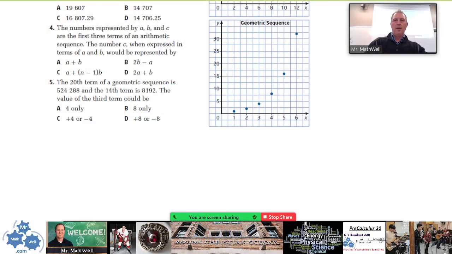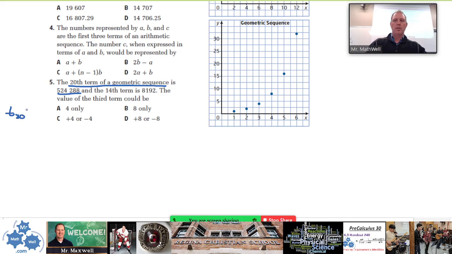Okay, number five here. It says the 20th term of the geometric sequence is this. So t of 20 is 524,288. The 14th term, t of 14, is 8192. Okay? So from this, we can actually get r pretty easily.